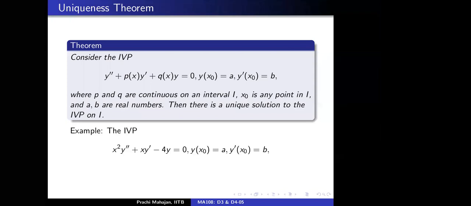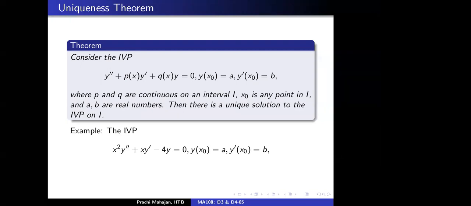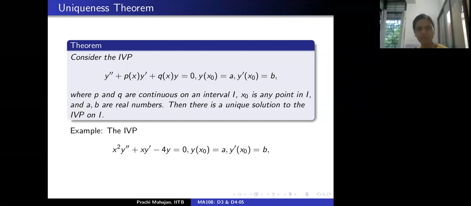Everybody with me? Yes, ma'am. Yes. Okay. So let's consider this example. I have x squared d²y/dx² plus x dy/dx minus 4y equals 0, and initial data at the point x naught. Okay. So if I apply this uniqueness theorem, what is it that I can say? Where can I assert uniqueness of the solution in this example?